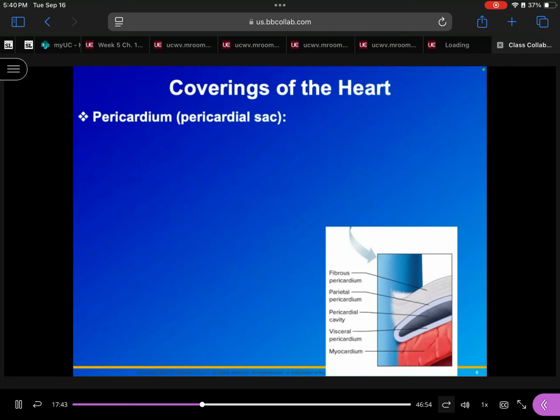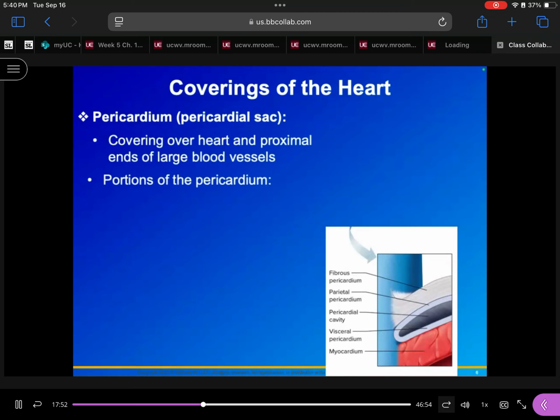So one is going to be the pericardium, which I mentioned, the pericardial cavity. So the pericardium, or the pericardial sac, is right inside of that cavity. And so this is just a covering over the heart and the proximal ends of the blood vessels. So that's just talking about, if you think about proximal being closest we can get to the trunk, think about the middle of the trunk. So the vessels are coming all the way down from here. So the proximal end would be closest to the trunk. So that's just right at the top of the heart. So it's going to cover those ends.